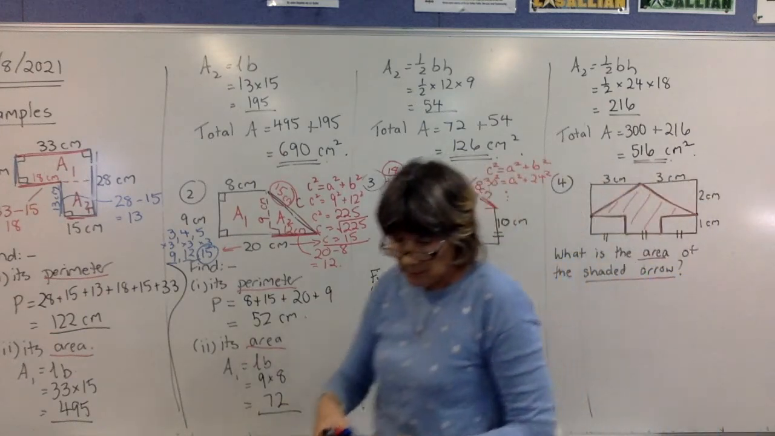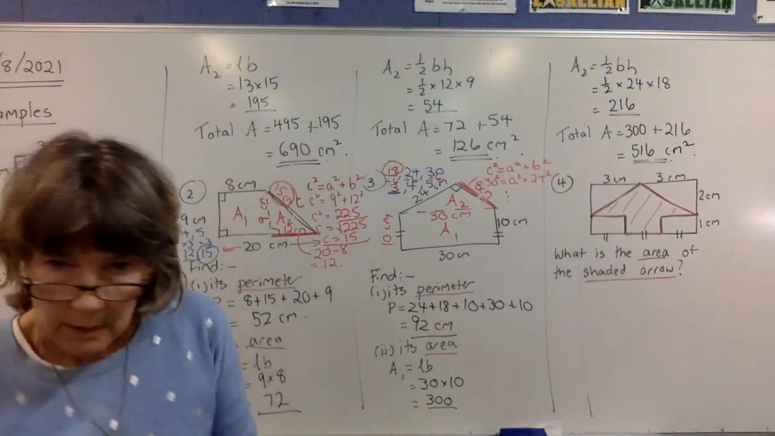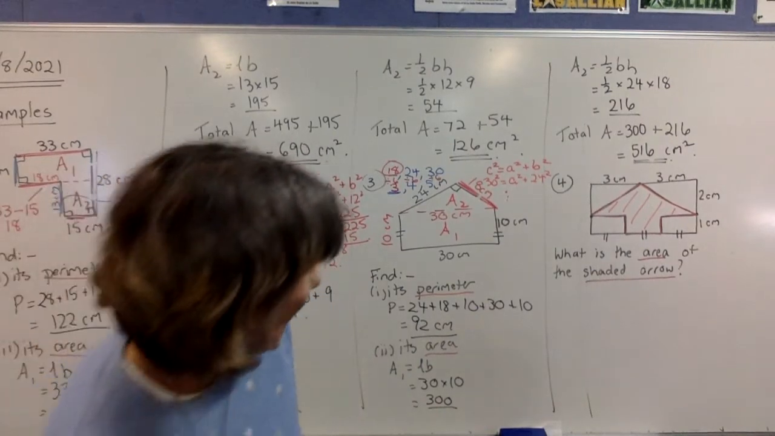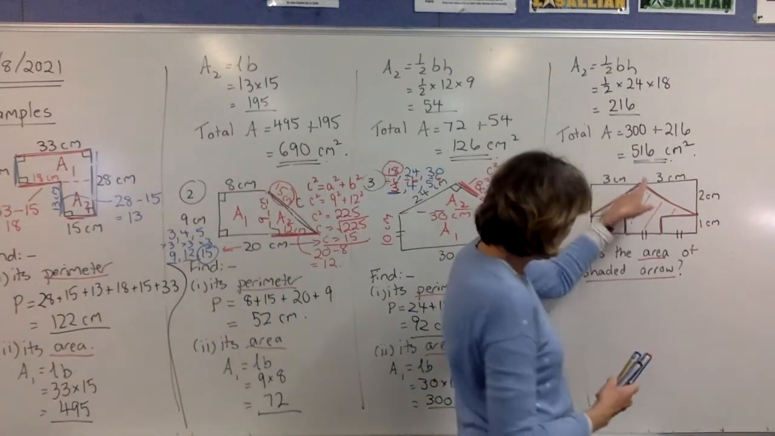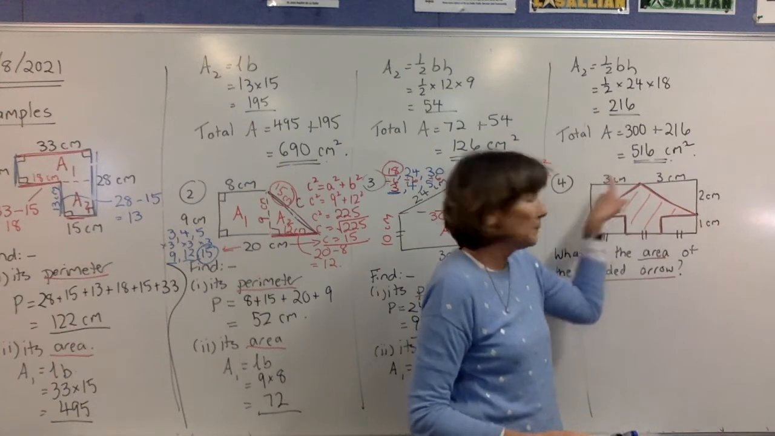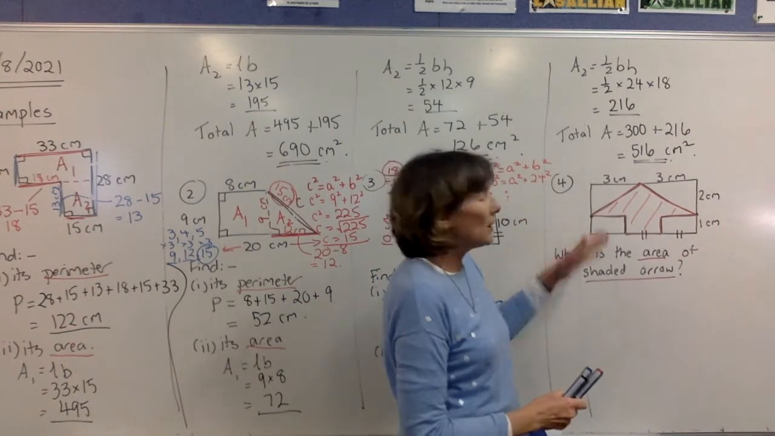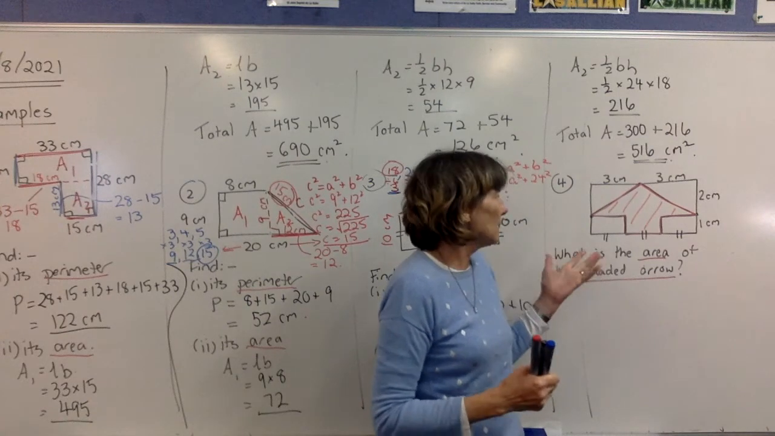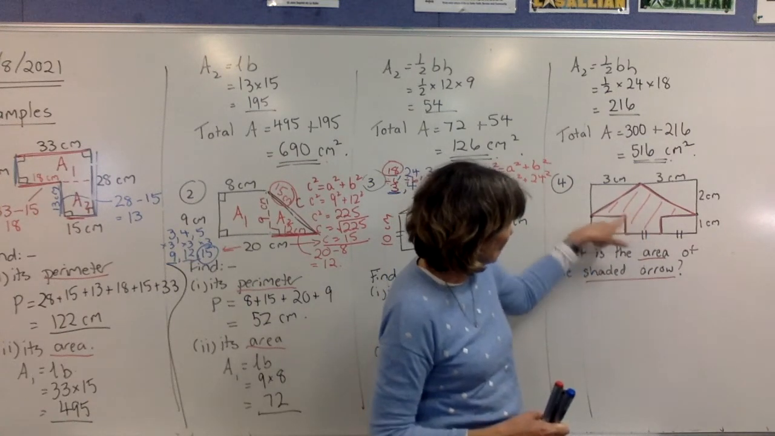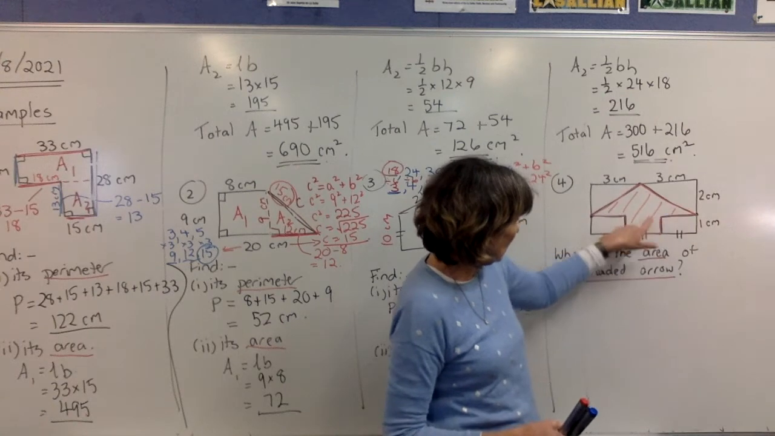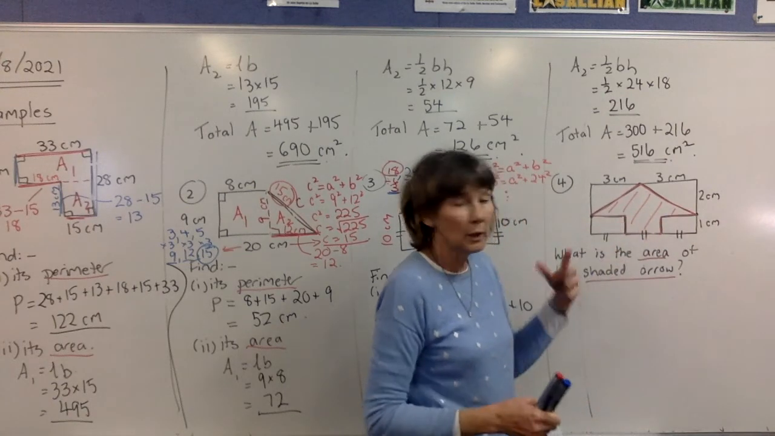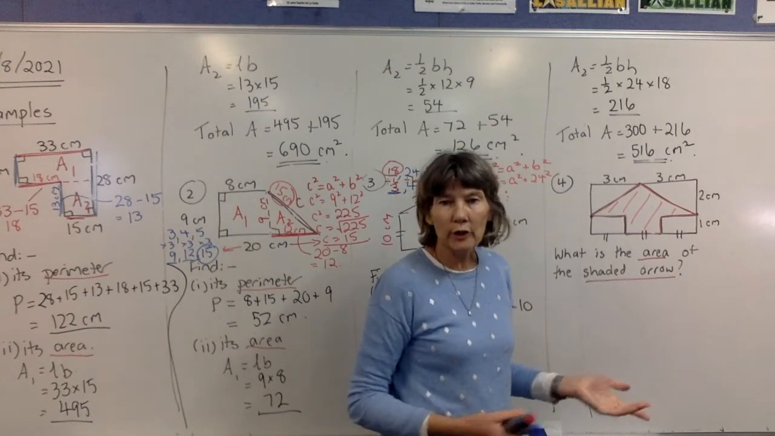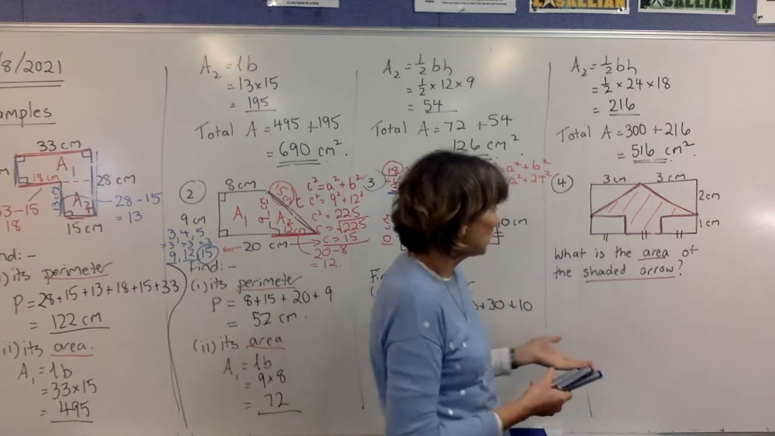Okay, looking at number 4. So number 4, we're looking for the area of the shaded arrow. It's this big arrow here in the middle of the shape. So we're finding the area of that. Now, we could try and split this thing up into a triangle, and then if we're doing across here a rectangle, you could do it that way. I'm going to do this using subtraction, just because we haven't done one with subtraction yet.